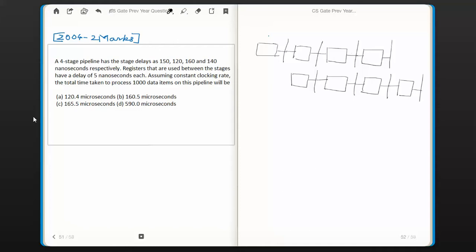So the rule to calculate the clock time period that would be used in the CPU is that the clock time period should be equal to the maximum stage latency or stage delay plus the latch delay or the register delay. So here the maximum stage latency out of these 4 is 160 nanoseconds, and there is a latch latency that is 5 nanoseconds. So the CPU clock time period should be equal to 160 plus 5, that is 165 nanoseconds. So let me write the CPU clock time period and represent it by T. It should be equal to 160 plus 5, that is 165 nanoseconds.